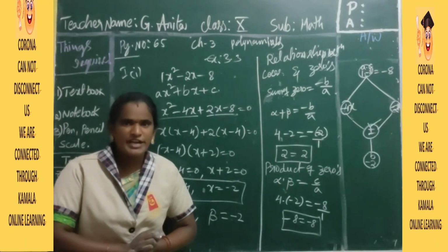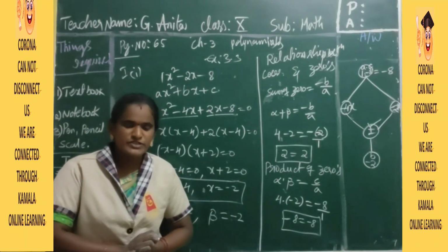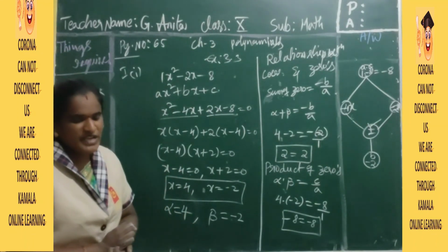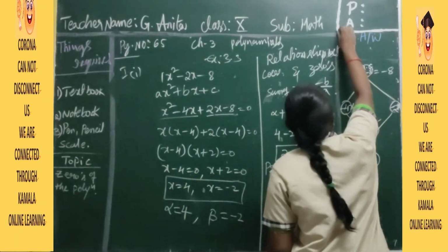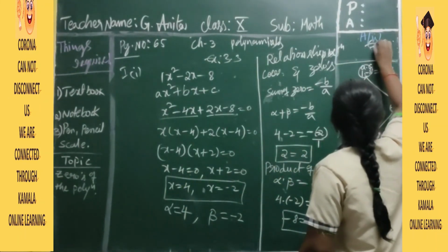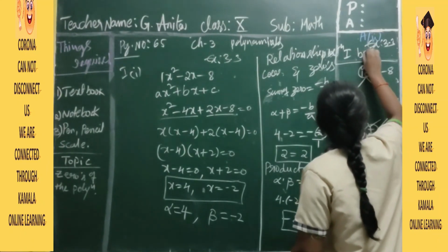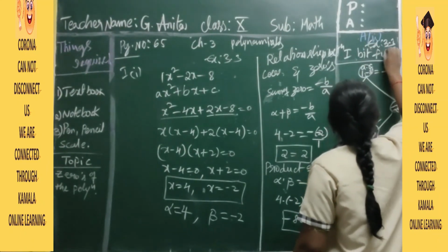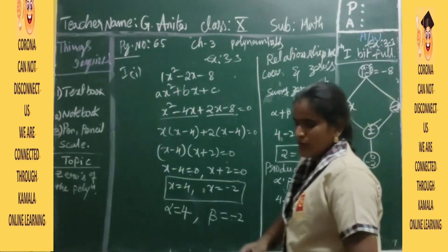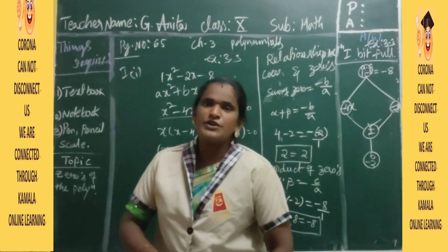Clear children? Everyone understood? I hope everyone understood, children. Note down your homework: exercise 3.3, first bit full. You have to complete it. Okay children? First bit full you have to complete it.